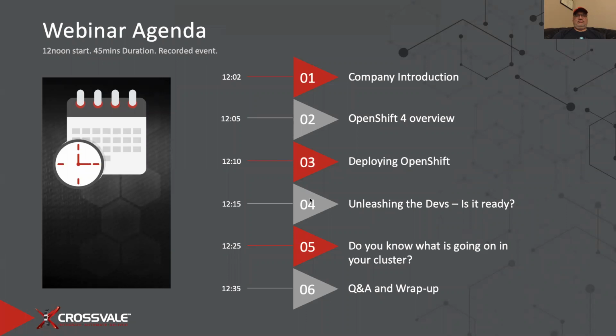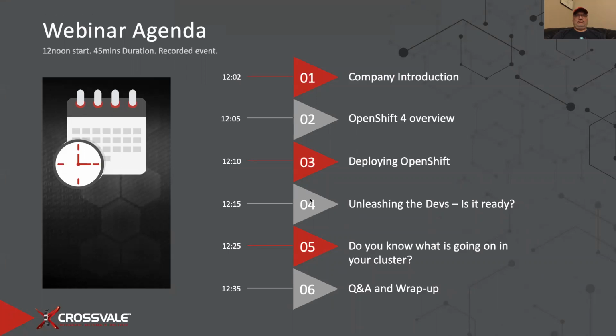In fact, to ensure you have an enterprise-ready environment, there's a significant amount of process controls that need to be understood and put in place. And what we will do is go through this by looking at how Crossvale looks after our customers' OpenShift clusters in their environments. And we'll come to that as we go through this webinar.